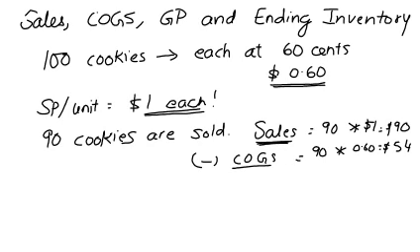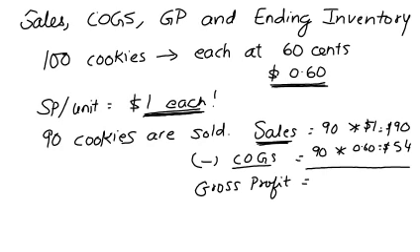Okay, so the sales includes the markup of the seller. So I have purchased at 60 cents and I have marked it up by 40 cents and therefore I'm selling it at $1 each. So now the gross profit on my sales of 90 cookies is $36. That's my gross profit.